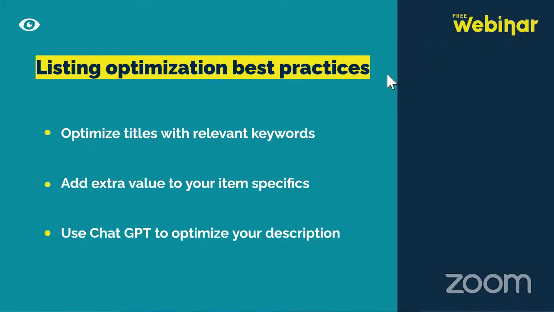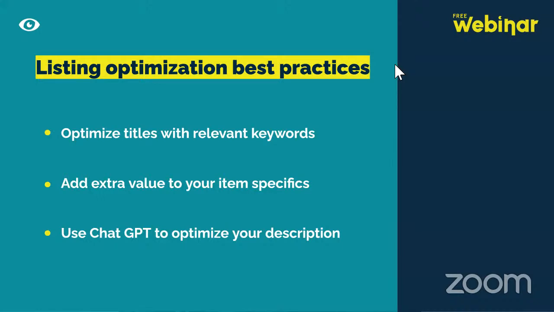Now, what are the listing optimization best practices? I'm going to give you an example now. But basically, you need to optimize titles with relevant keywords. It's very important. Second, add extra value to your item specifics. Don't spam eBay with a ton of information, but add keywords which make sense for specification, like size, color, brand, material, and many more that specify the item. Some products have different specifications.